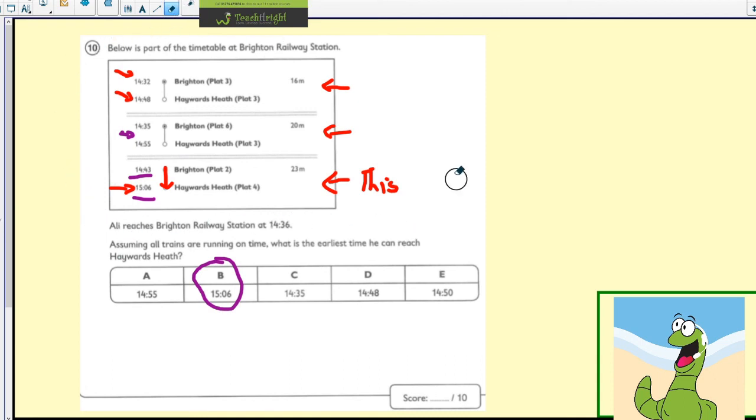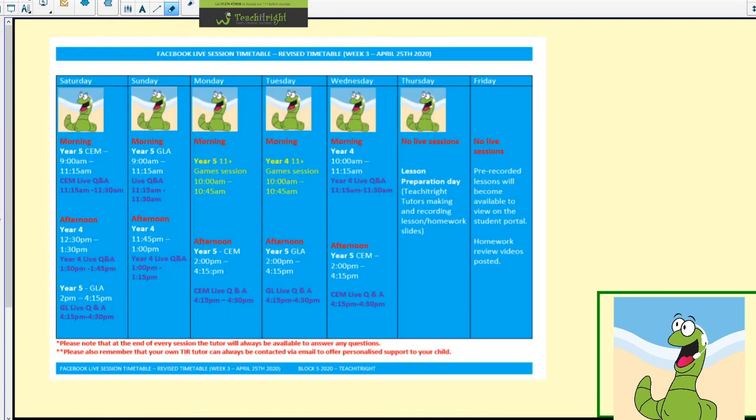If you're not sure, Mum and Dad, I'm sure, can help you with this kind of thing. Pick out some examples and give you a little bit of a quiz and see if you can work out what times things would arrive.